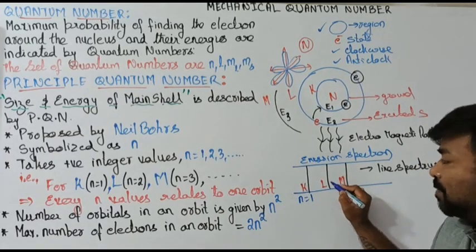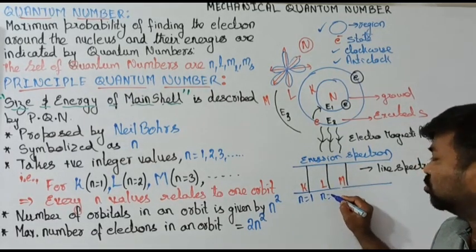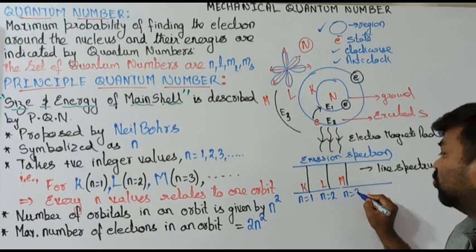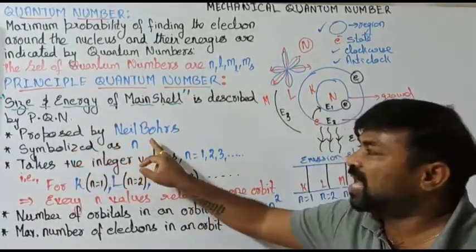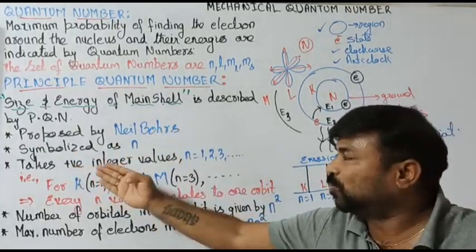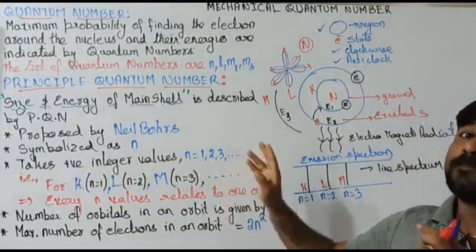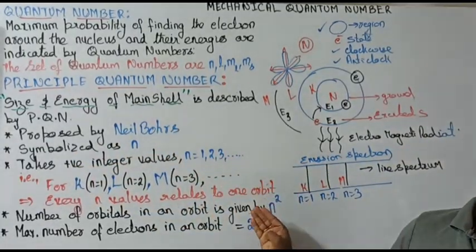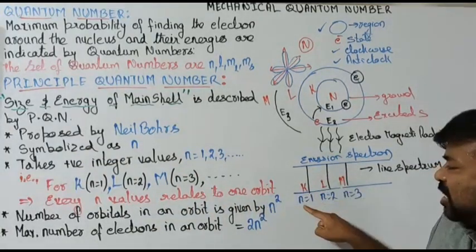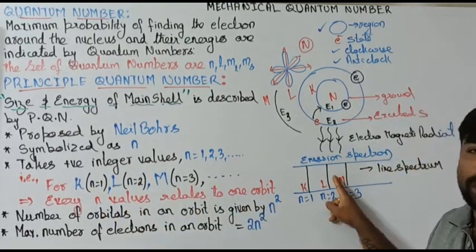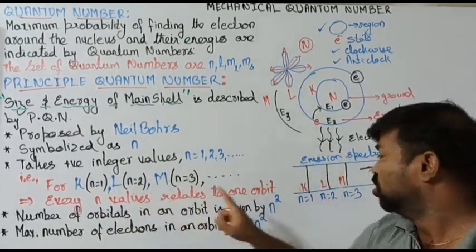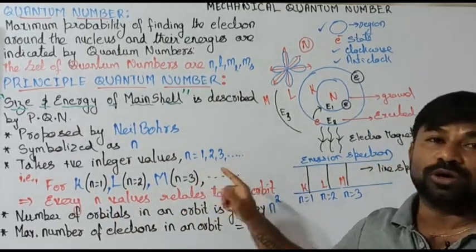Principal quantum number: for the L shell, n is equal to 2, and for n is equal to 3, these are the principal quantum numbers. It is symbolized by n, and it takes all positive integer values. So for the K shell, we take n is equal to 1. For the L shell, we take n is equal to 2. For the M shell, n is equal to 3.